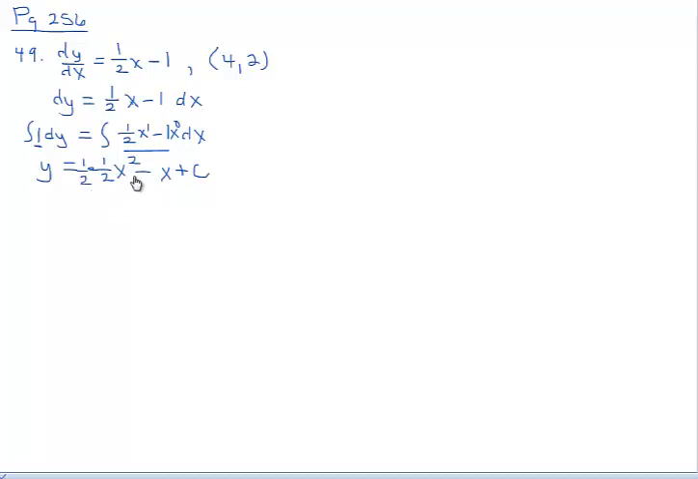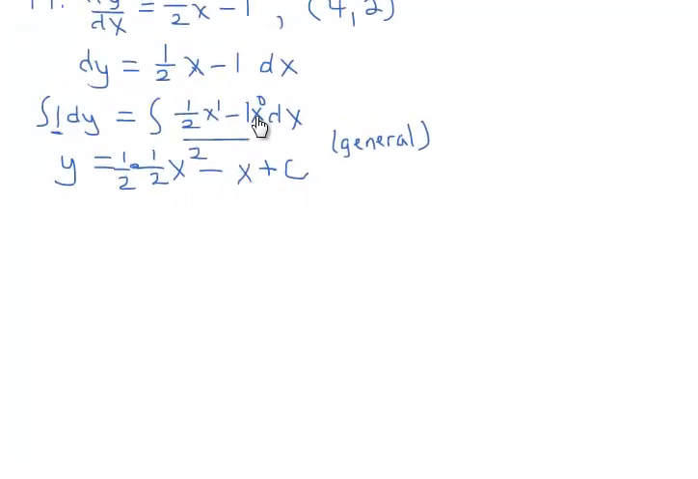So what we have right here is what we call the general solution. This is general. It's not specific, it's just general. It's a family of functions that could be an antiderivative to this differential equation. Okay, and we could stop here.